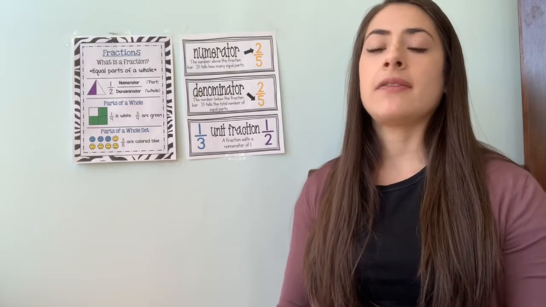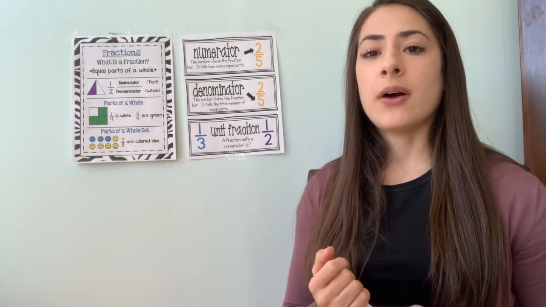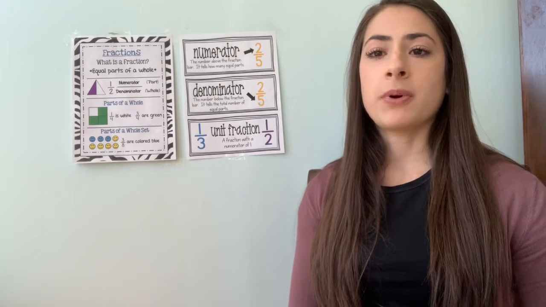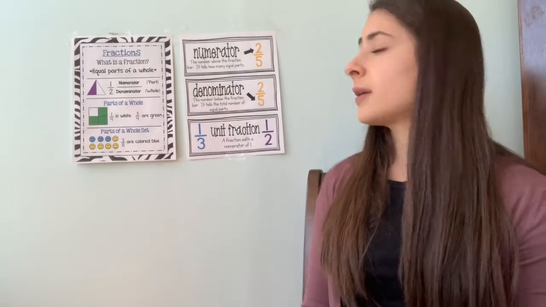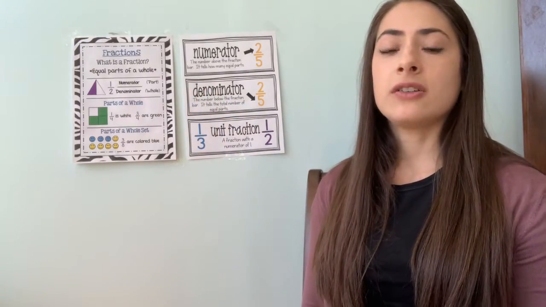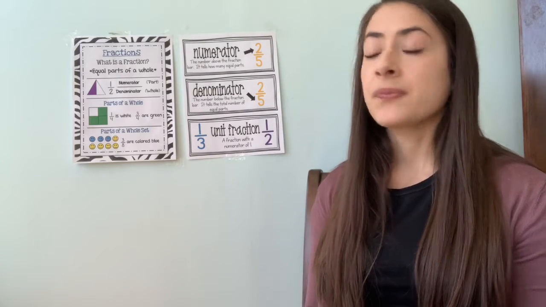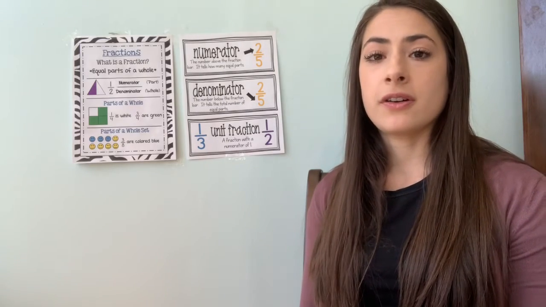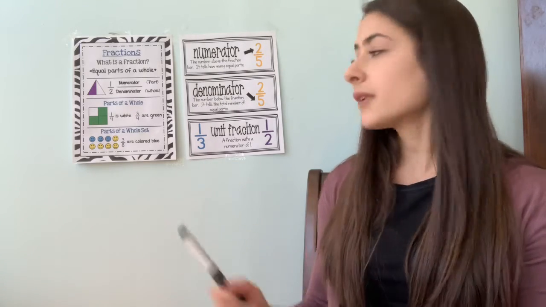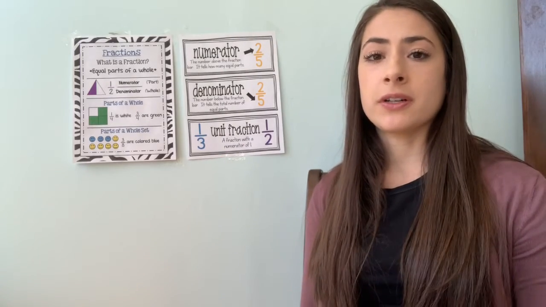So when we have a shape and it's broken up into parts, how can we determine what one of those parts are? So our numerator, that is the number on top, is going to tell you how many parts are selected or shaded. The denominator is going to tell you how many equal parts there are in all. And the unit fraction is going to tell you what just one of those parts is.